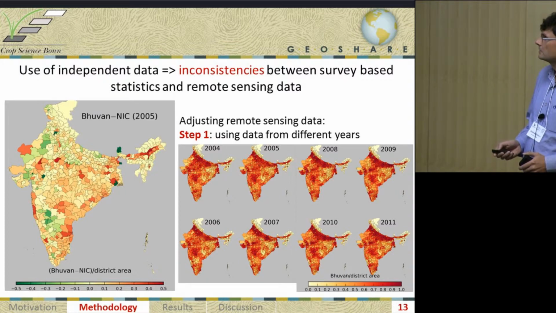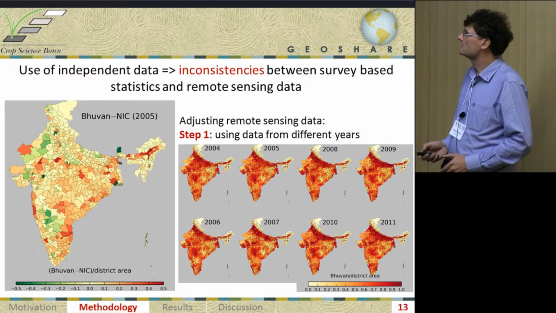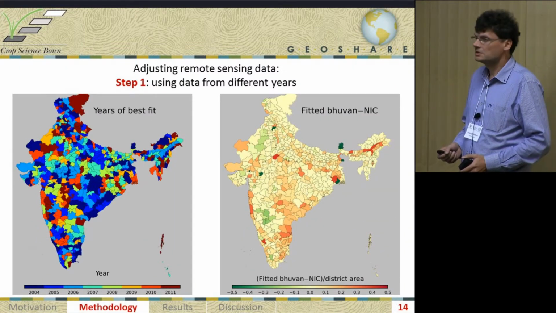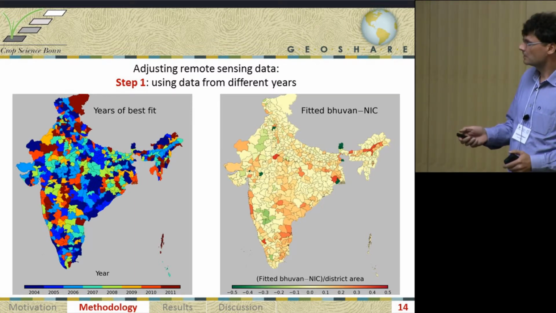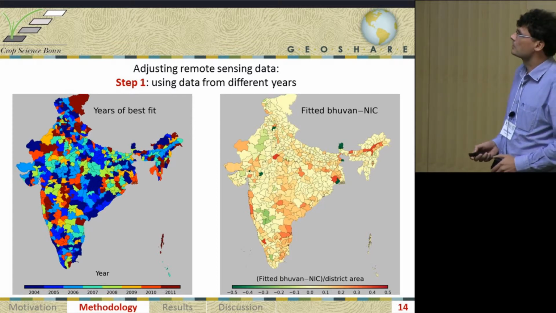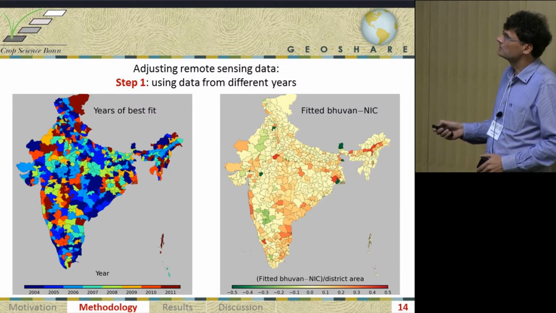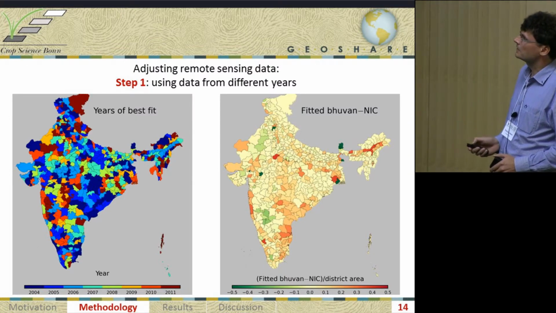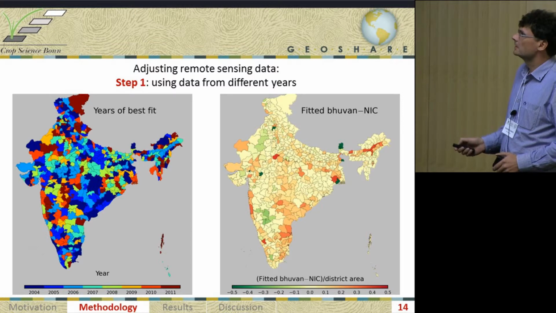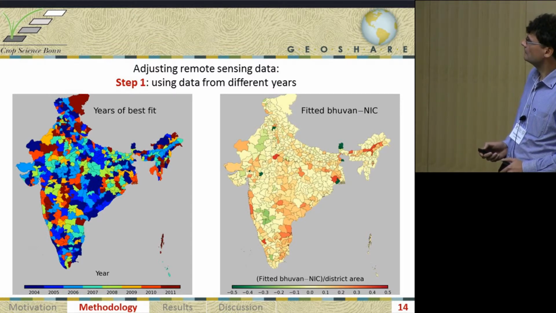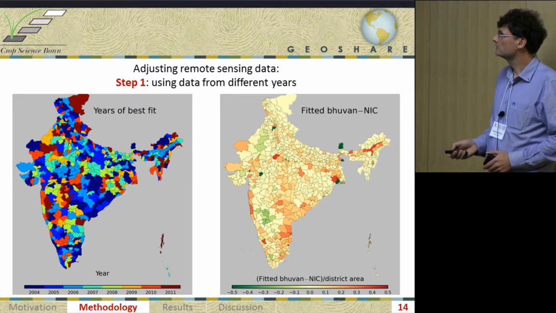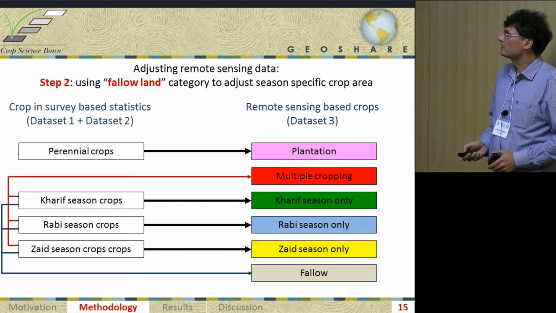And we therefore needed to adjust the data. In the first step, we were using remote sensing data from different years. And for each district, we selected the year which is closest to our district level statistics. So the result you can see here. For many districts we have data around year 2005, but for some of them the agreement was larger when more recent data were used.